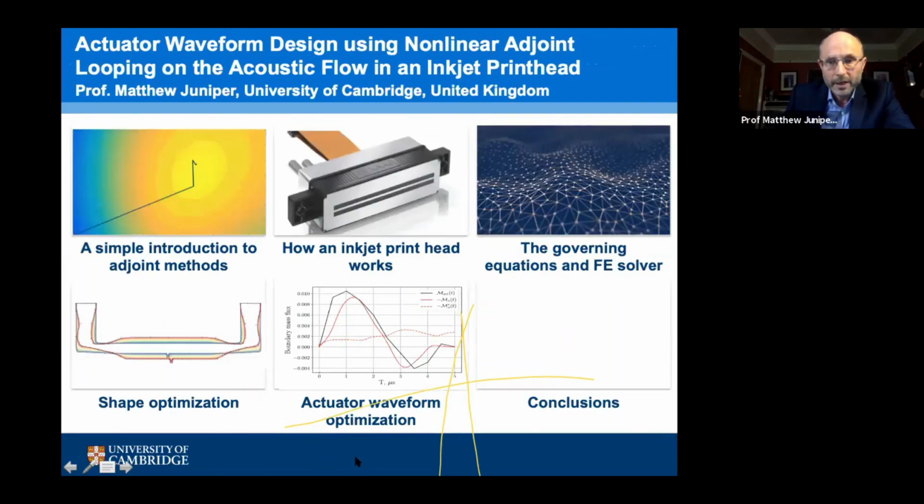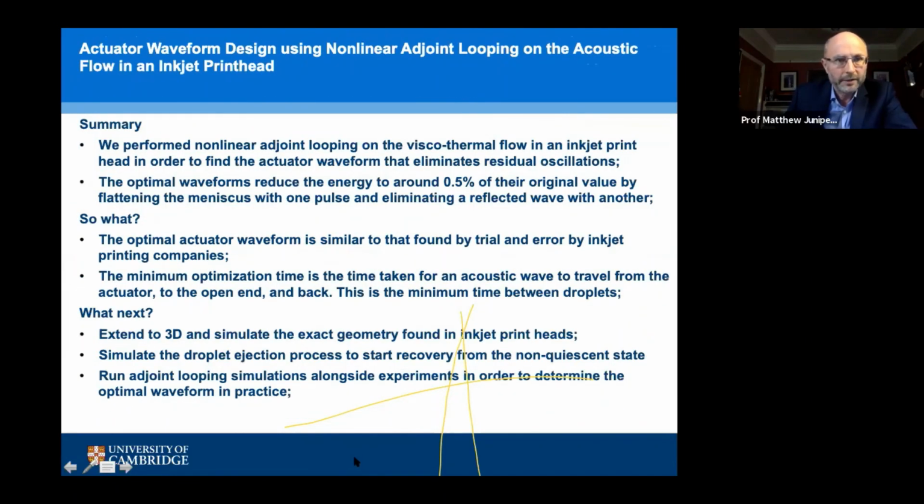So that gets me to the conclusions. There's just one slide here for the conclusions. As always, I will leave this up on the screen so you can reflect on it, thinking of questions, but I'll talk through it quickly now. So the main thing is that we've performed this nonlinear adjoint looping, and it's on this viscothermal flow in an inkjet printhead. It's a curious problem because it's a viscothermal acoustic problem. It's quite unusual. And we wrapped an optimization algorithm around that in order to find the waveform that eliminates these residual oscillations.